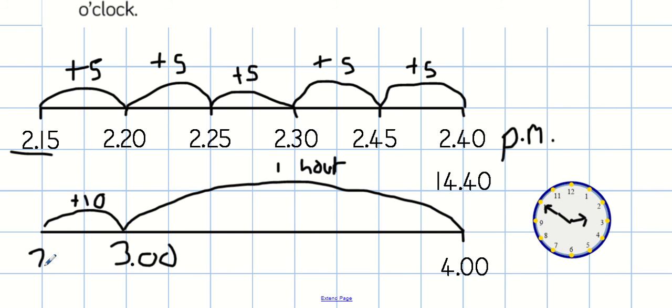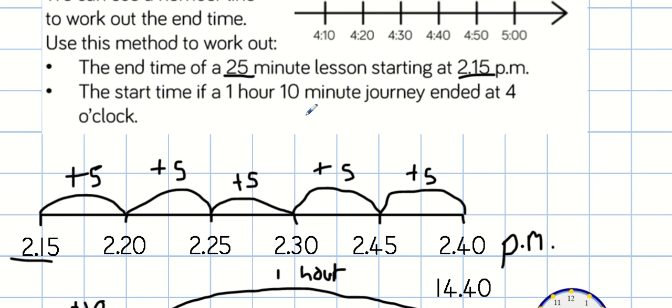2, and then how many minutes? Can I work it out quickly? 5, 10, 15, 20, 25, 30, 35, 40, 45, 50, 2:50. So I know that my journey was going to have started at 2:50. 2:50 is my answer to that one.